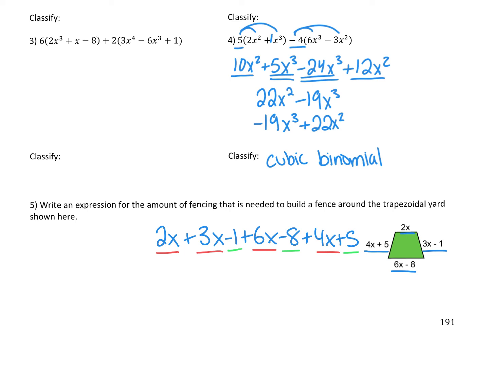2x plus 3x is 5x, plus 6x is 11x, plus 4x is 15x. Negative 1 combined with negative 8 is negative 9, plus positive 5 gives me negative 4. So my expression is 15x minus 4. There aren't any units, so I don't need to include them here.